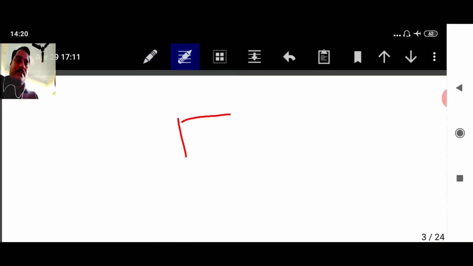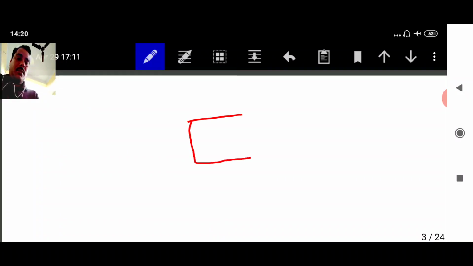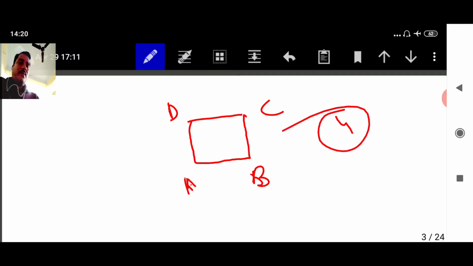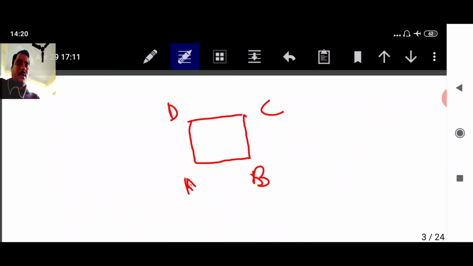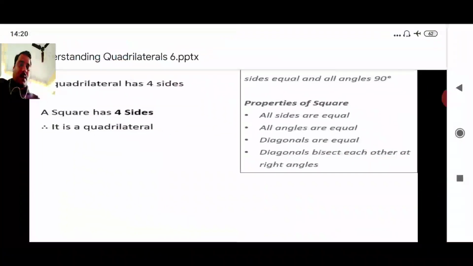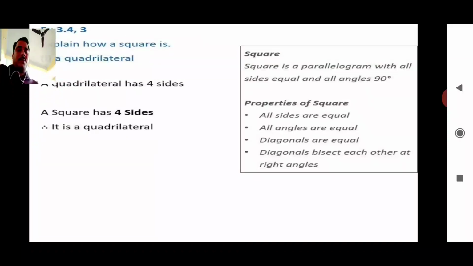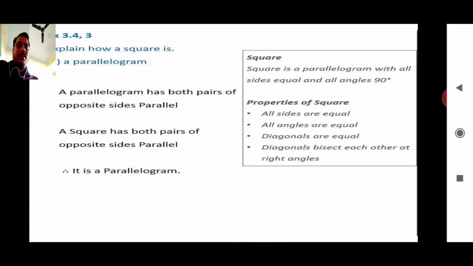Draw a square. How many sides? A, B, C and D. How many sides? Four sides, and a polygon having four sides is known as a quadrilateral. So it is a quadrilateral. Means a square has four sides, so it is a quadrilateral. Next one. How is a square a parallelogram?